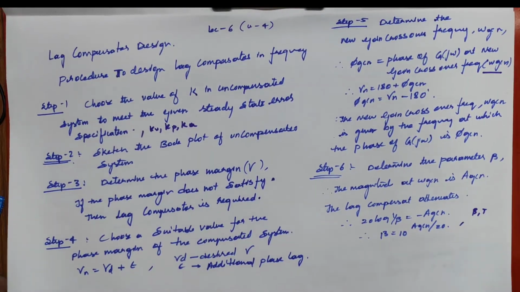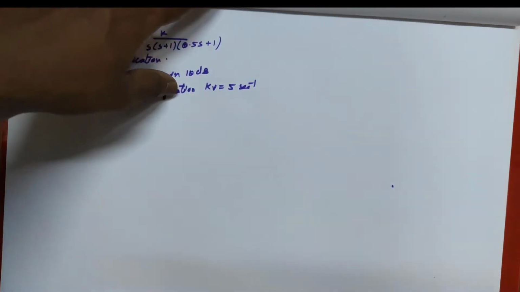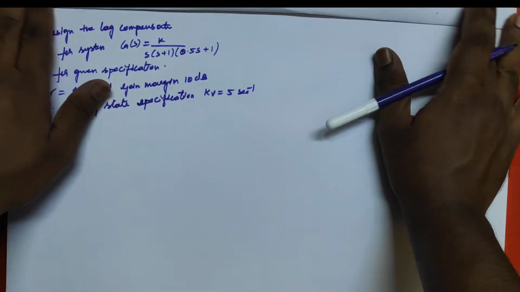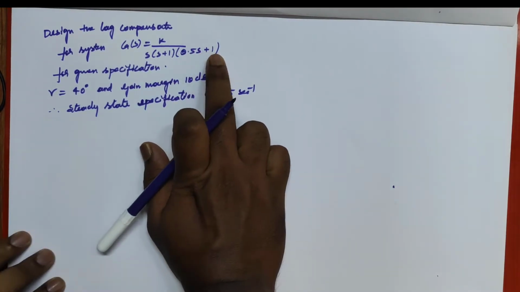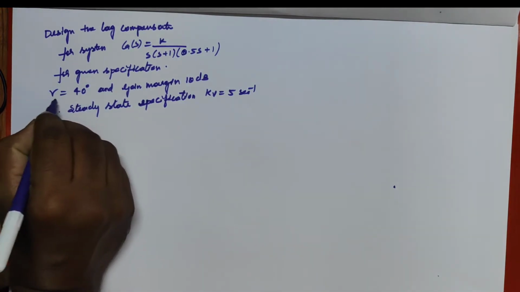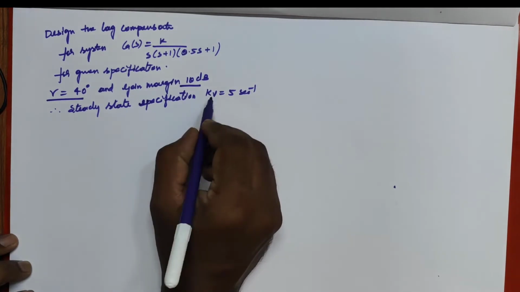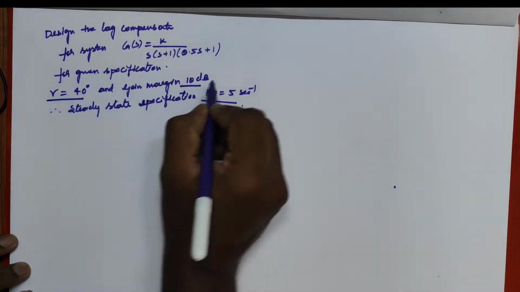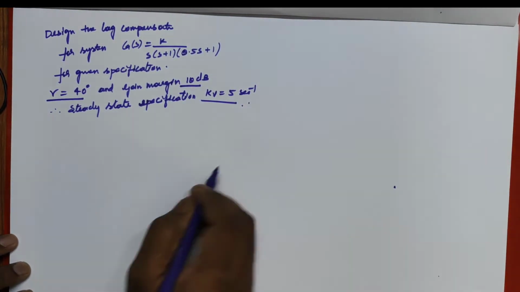So let us see with an example how to design a lag compensator. To explain that, I have given an example. So this is our system. For this system, you are asked to design a lag compensator with a phase margin of 40 degrees, a gain margin of 10 dB and Kv equal to 5. The phase margin and gain margin give the transient specification, and this is a steady state error specification.